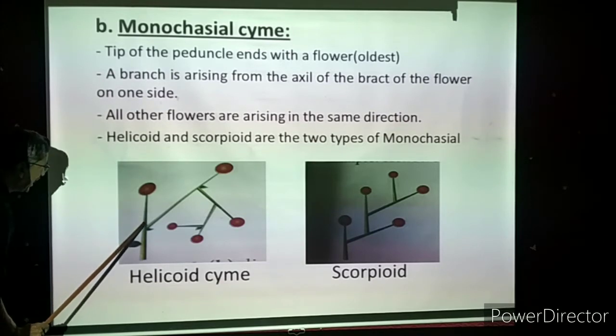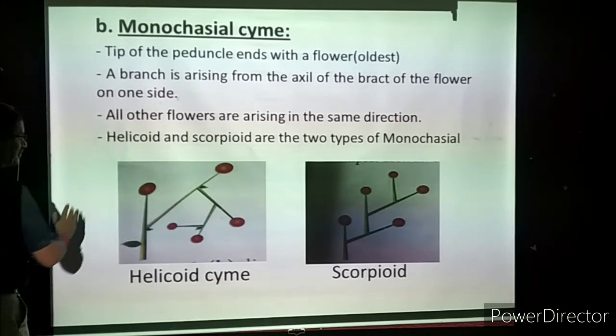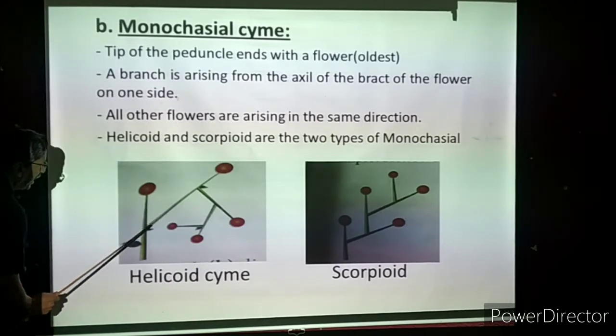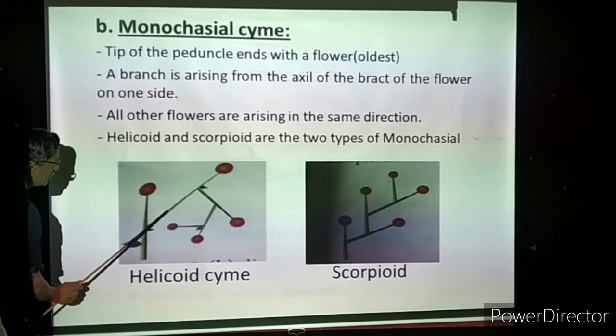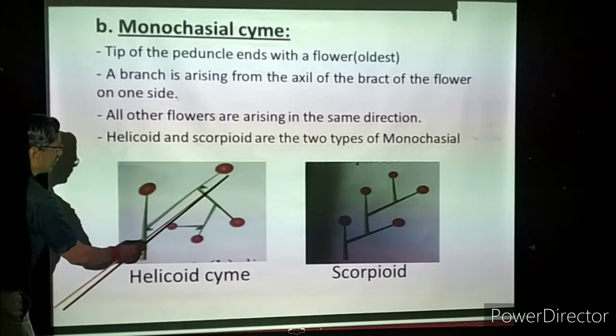Then at one side of the peduncle, maybe when you are seeing, either right side or left side, any one side, one branch will be arising. This is the branch of the peduncle. At the tip of the branch, one flower will be present.